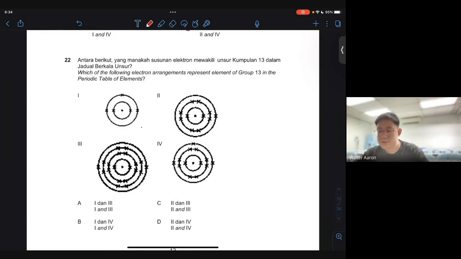Okay, all right, next. Which of the following electron arrangements represents an element in group 13 in the periodic table of elements? For group 13, all you have to do is look out for atoms which have 3 valence electrons. So number 4 has 3 valence electrons, and number 1 has 3 valence electrons. Because group 13 elements should have 3 valence electrons. So therefore, the best answer here will be 1 and 4.